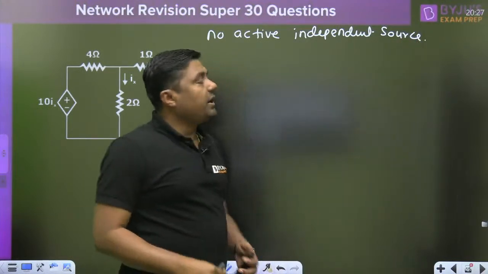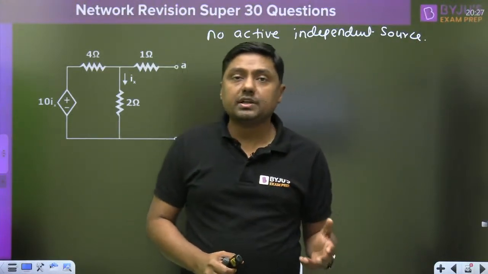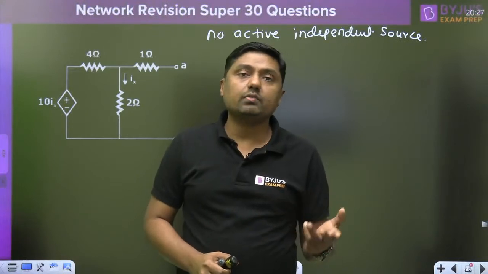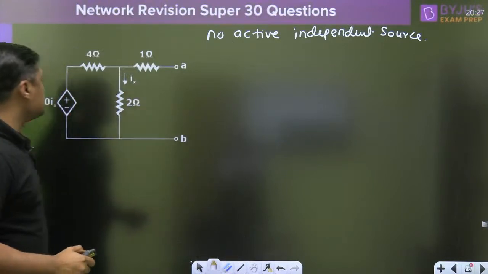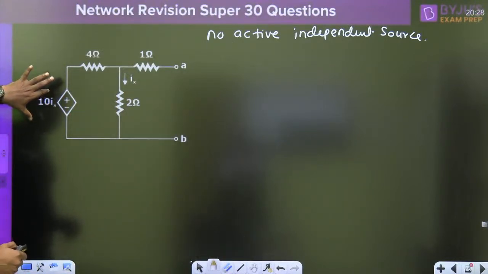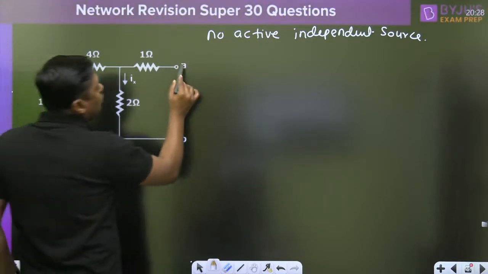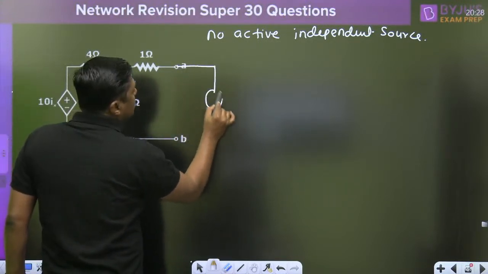Otherwise, if there is an independent current source, then it will act as an open circuit. If it is an independent voltage source, then it will act as a short circuit. But there is no source here, so in this diagram you have no need to remove any source. Simply you can apply a 1 volt battery here.